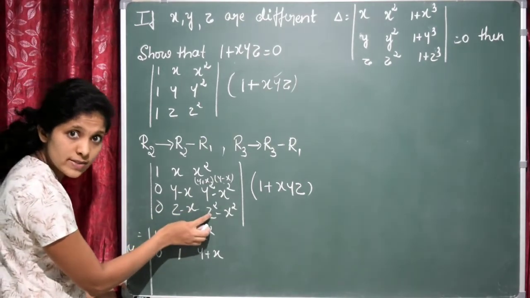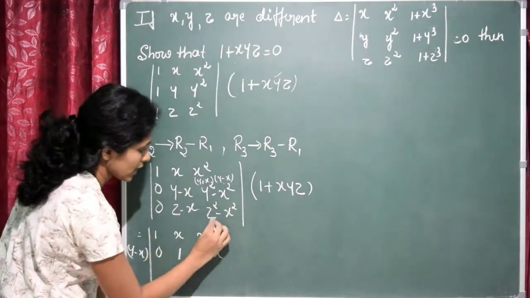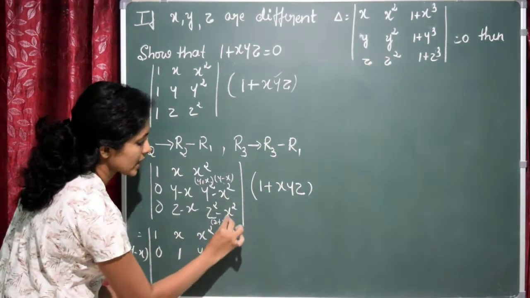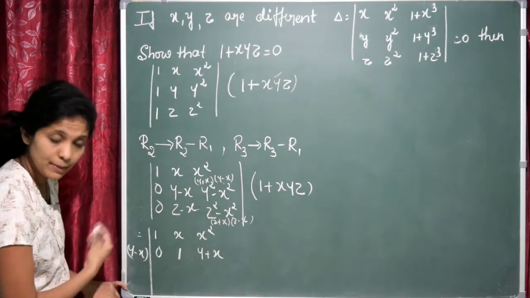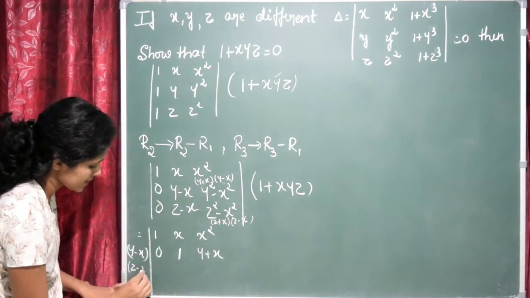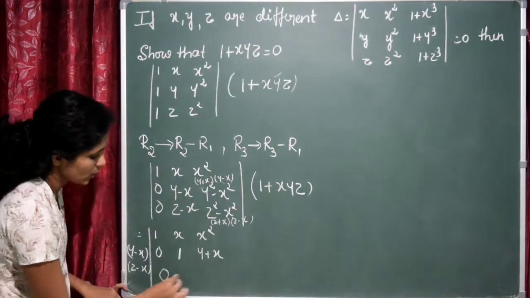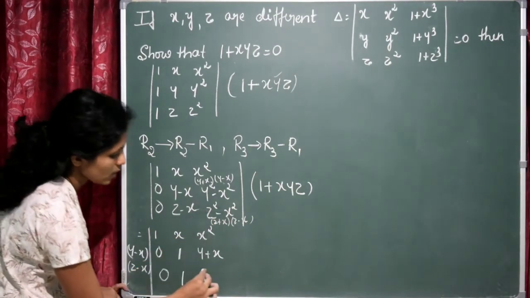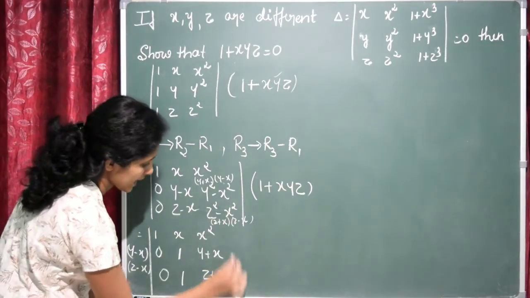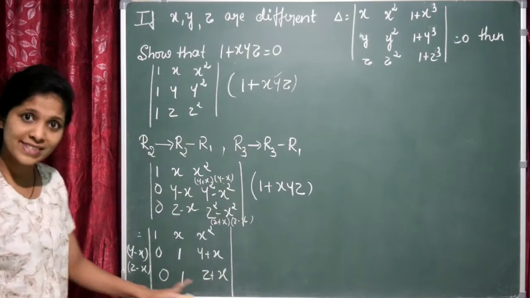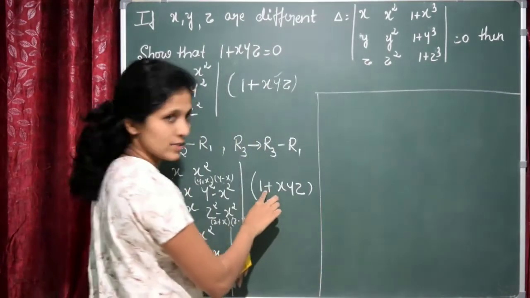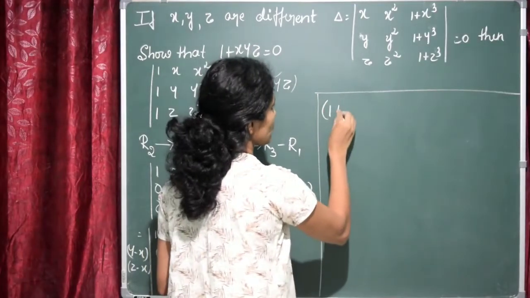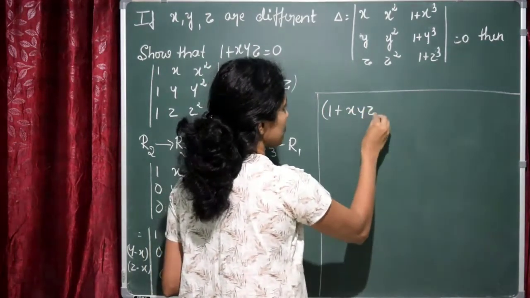So this is now z square minus x square. You can write z plus x into z minus x, so that you can take z minus x common. If I take z minus x common, remaining here 0 and this is 1 and this is now z plus x. Understood? Z plus x. Now, the product is there as it is. I'll write this one as 1 plus xyz. I have written this one first.